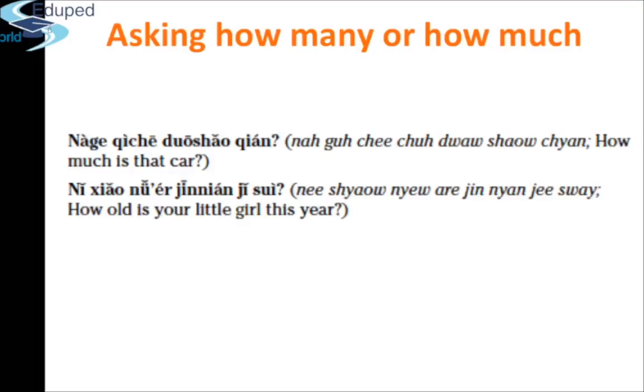If you want to ask questions about numbers, there are two ways to ask how much something is or how many of something there are. You can either use the question word 多少, which means how much, when referring to something for which the answer is probably more than 10. And you can also use 几, when referring to something for which the answer is probably going to be less than 10. Let's see these two sentences.